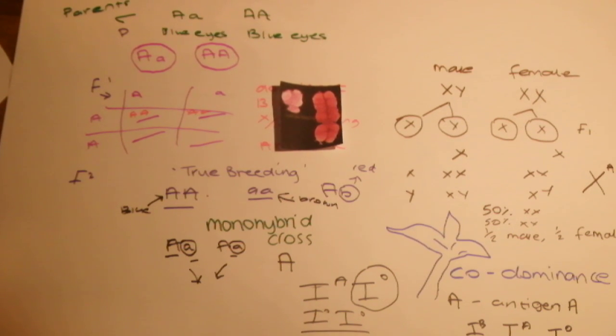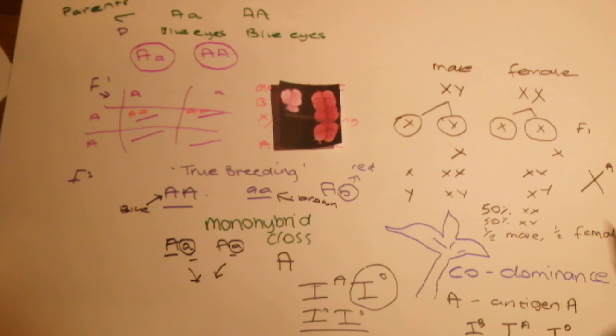So whenever you're doing inheritance from a male or female perspective, that's called sex linkage, which is a type of inheritance, and you always write it with whatever chromosome you're on. That was supposed to be a B. Right.